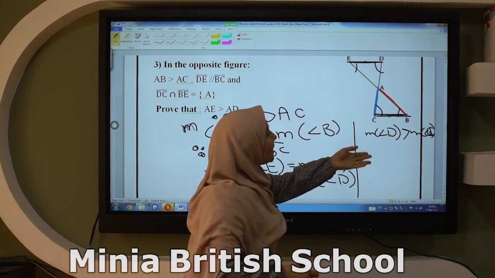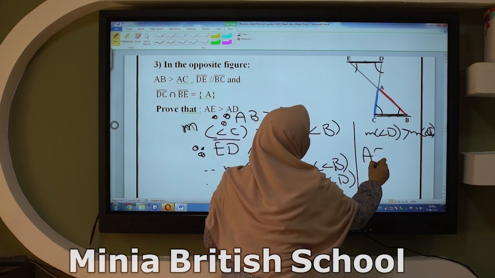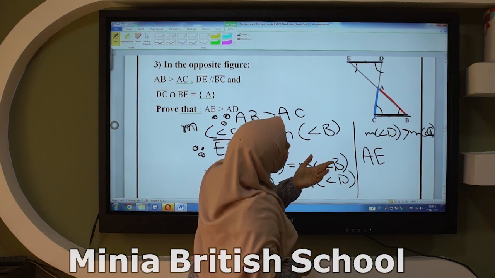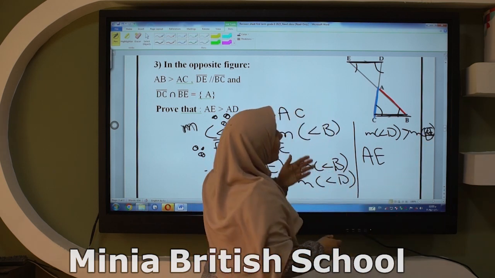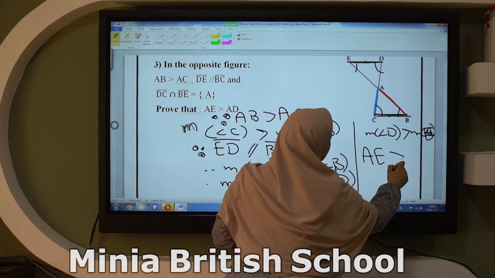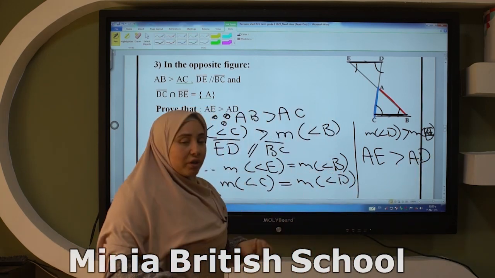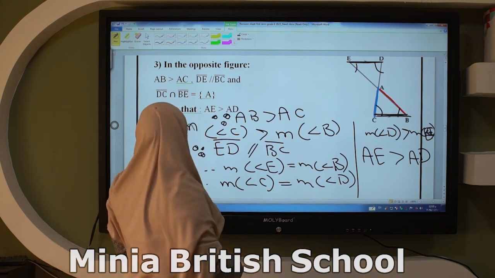And measure of angle D is opposite to AE, and measure of angle C is opposite to AE, and angle E is opposite to AD. Then we deduce AE greater than AD. Okay?